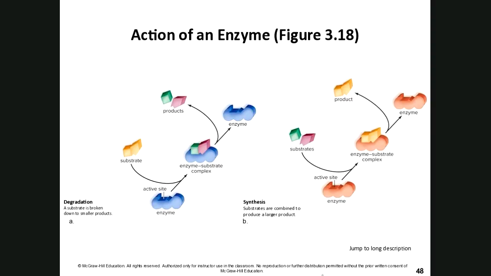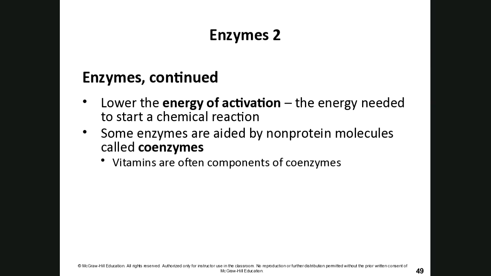How enzymes are able to speed up the rate of the reaction is that they are literally lowering the amount of energy needed to start that reaction. We call that the energy of activation. At that active site, they can rearrange those components or put stress on those bonds in such a way that the reaction can happen in a much faster time.